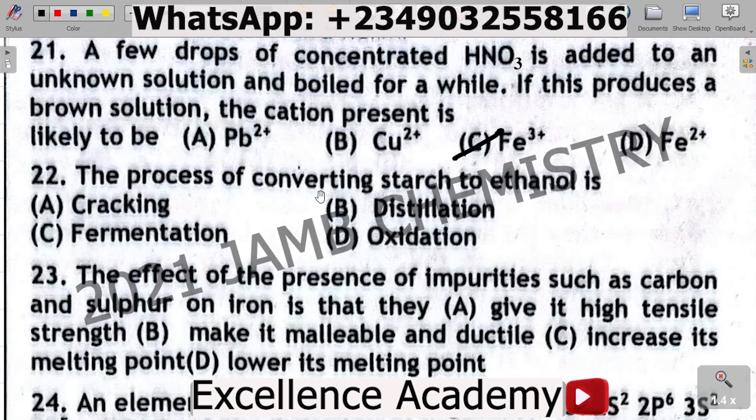Question 22. The process of converting starch to ethanol is: A. Cracking, B. Distillation, C. Fermentation, D. Oxidation. For this question, the correct answer is C, fermentation. Fermentation is the process that we use in the conversion of starch to ethanol.